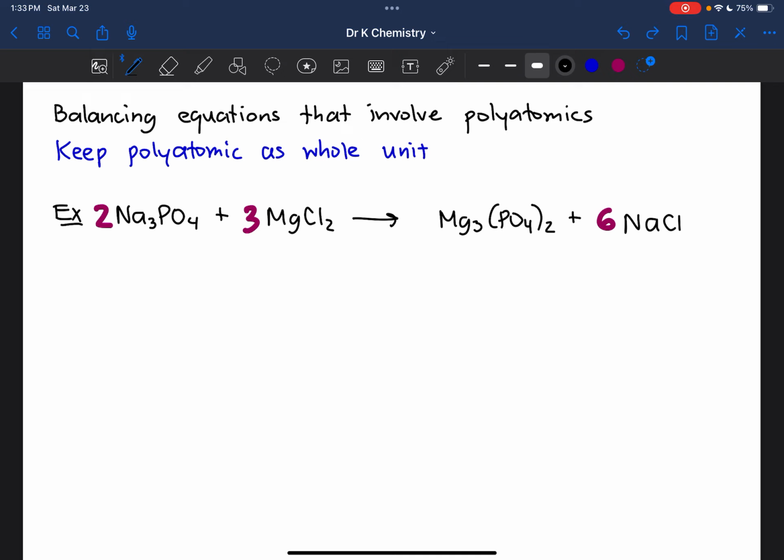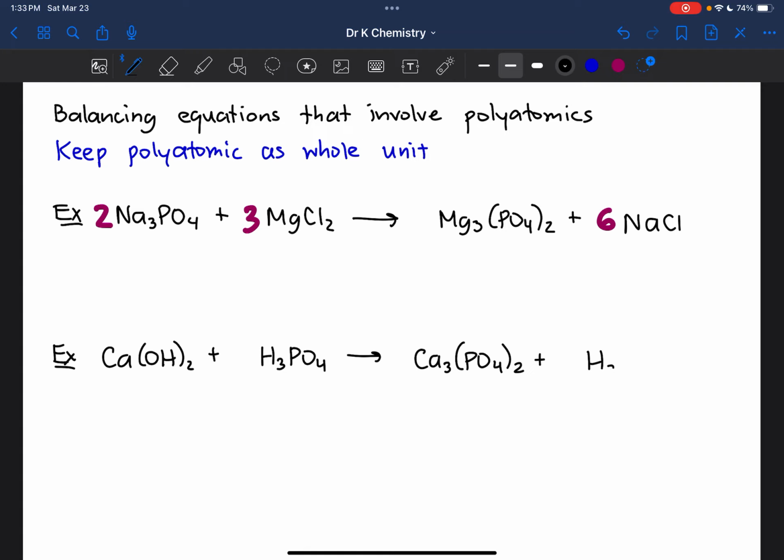There is another variation of the polyatomic that you could see. I'll show you an example of that right now. So let's say we had calcium hydroxide reacting with phosphoric acid, and we'll cover acid naming in a different video, to produce calcium phosphate and water.